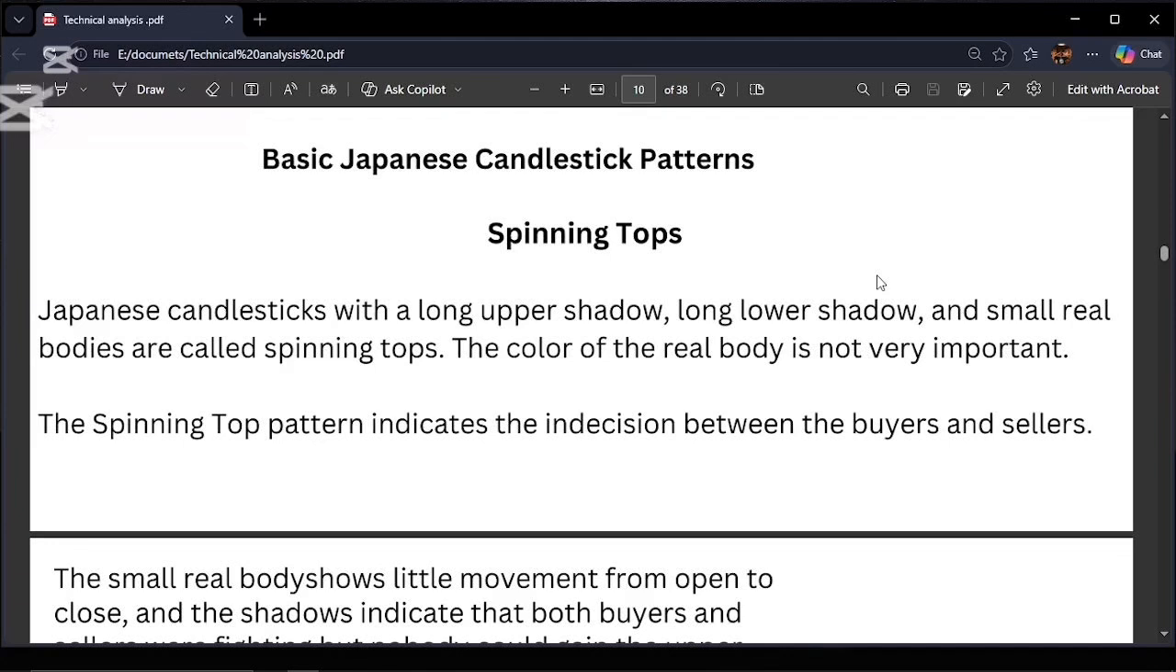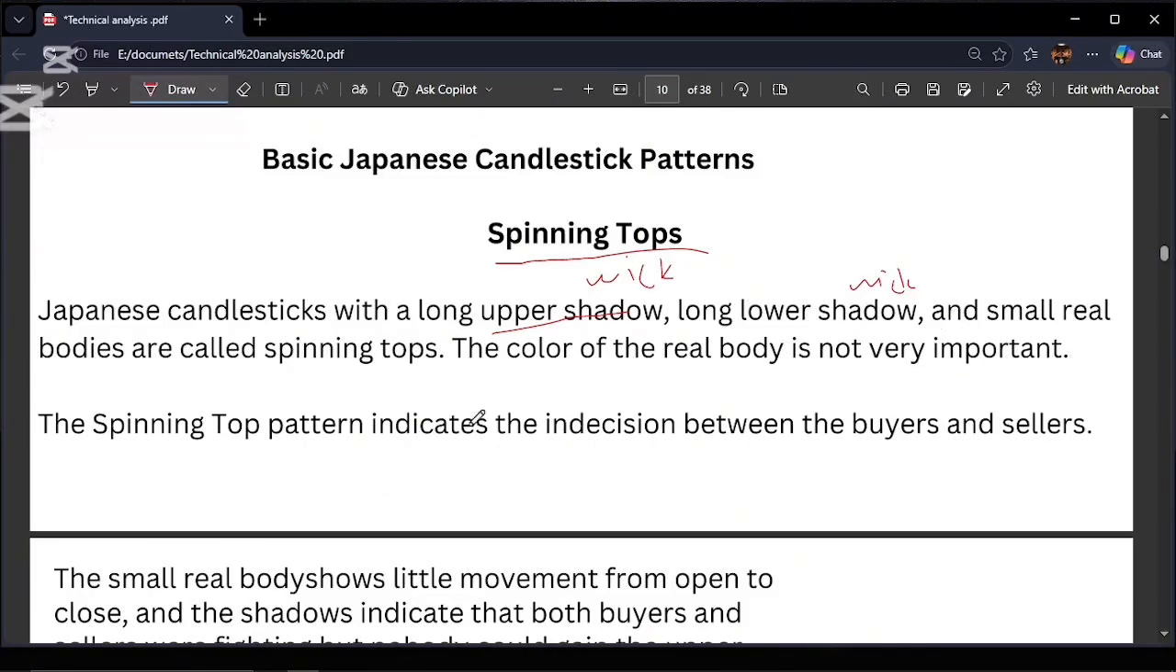So guys, stick to the channel and watch till the end to get to know what these candlesticks are. Starting with the basic one, we have what we call the spinning tops. Spinning tops are Japanese candlesticks with a long upper shadow and a long lower shadow, and small real bodies.